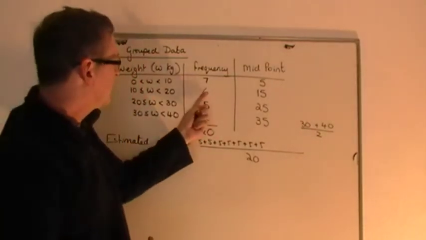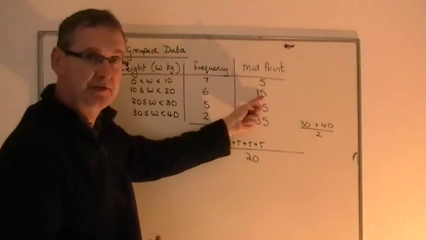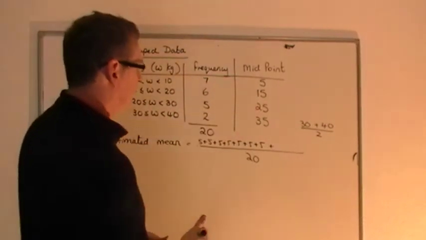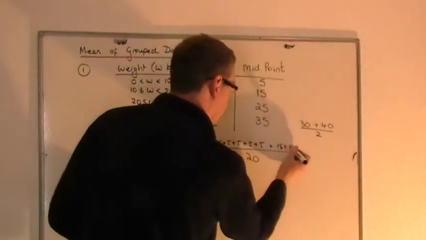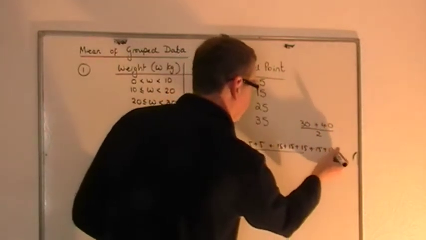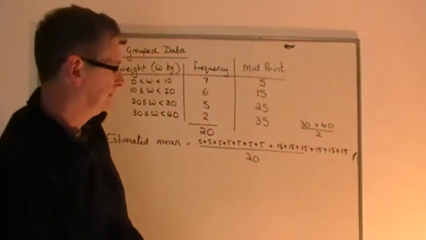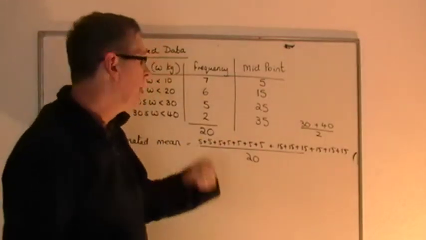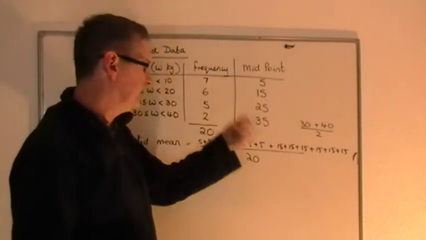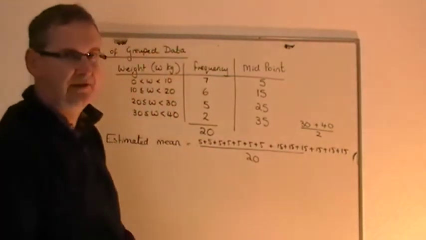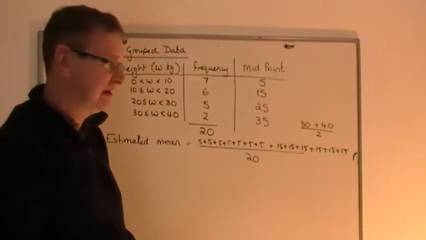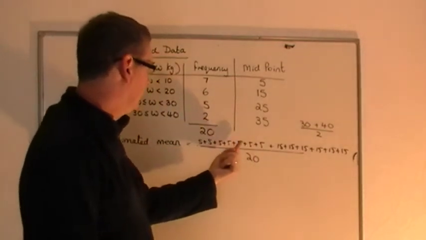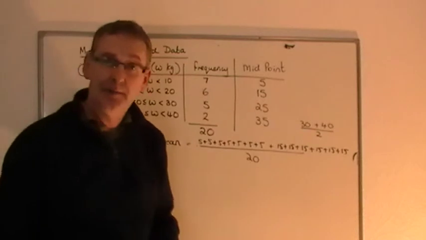Now the next 6 items would all be 15 kilograms each. So I'd say plus, we've got 6 items, 15 kilograms each. So I've got 15 kilograms plus 15 plus 15 plus 15 plus 15 plus 15, like so. Plus I've got 5 items and they're approximately 25 kilograms each. So you get 5 lots of 25, so 25 plus 25 and so on. Now that will work, but it's very tedious. Far quicker would be to work out this 5 plus 5 plus 5 plus 5 plus 5 plus 5 plus 5 in a much simpler way.